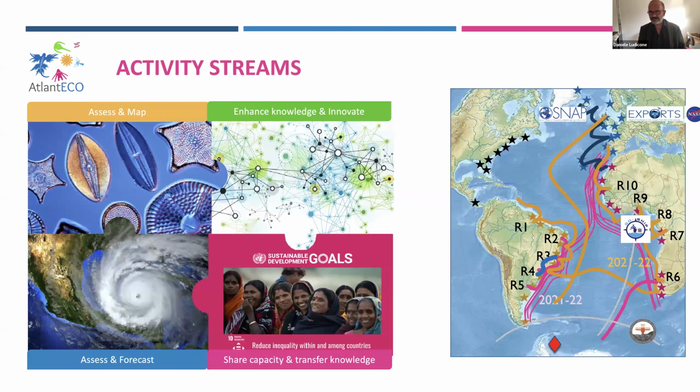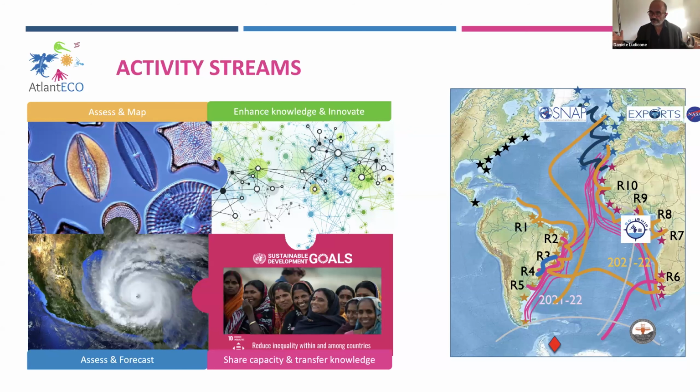More specifically, AtlantECO is organized into 4 activity streams, which means 4 lines of activities. One is to assess and map the microbiome. Another is to assess, but also forecast what is going to happen in 20 years, 40 years, 50 years, at the end of the century, if we continue with our climate change and pollution. There is also the need to innovate the tools we use to study the microbiome, to improve knowledge: new theories about ecology, new approaches coming, for instance, from network theories or other fields of mathematics, informatics, or physics. And importantly, again, sharing capacity.